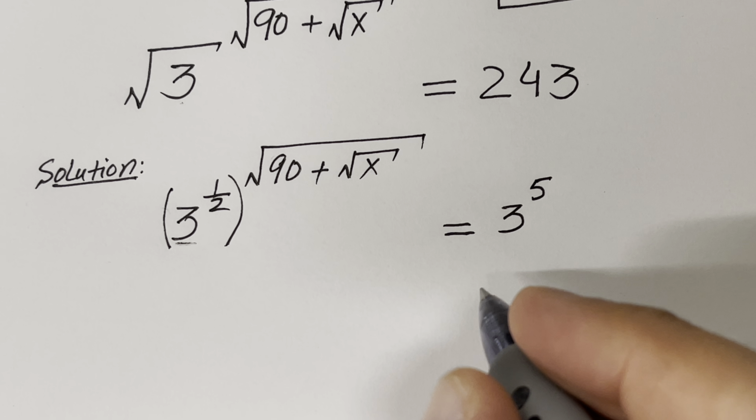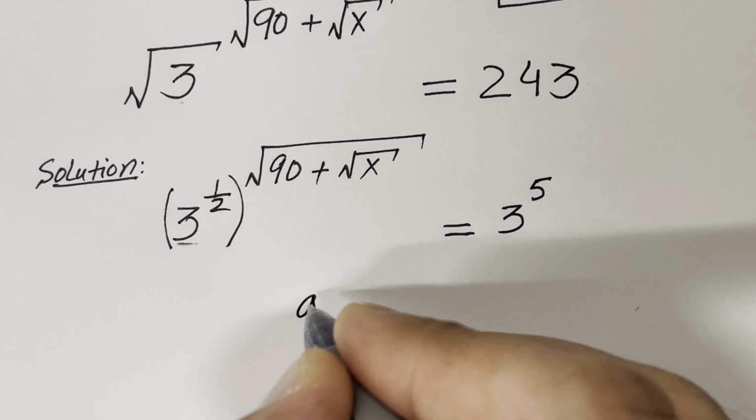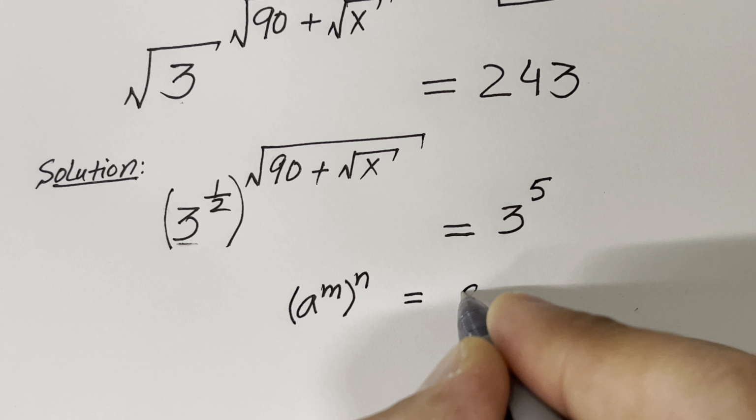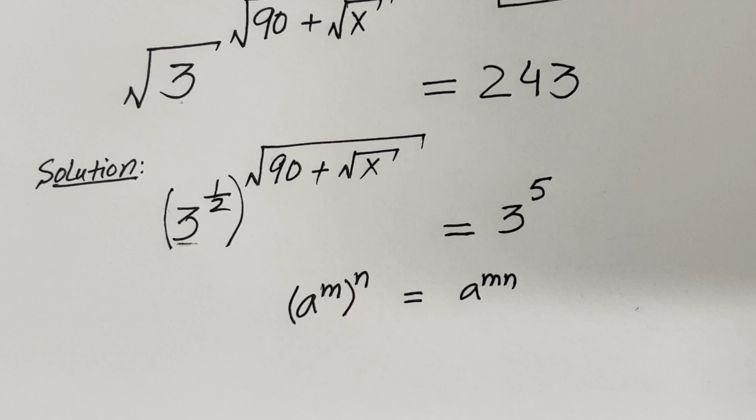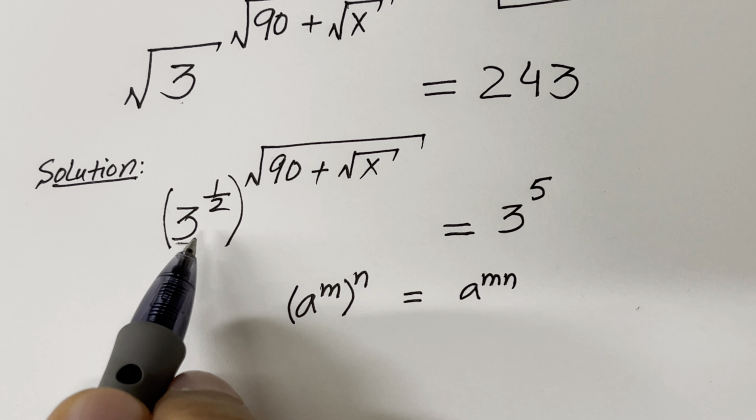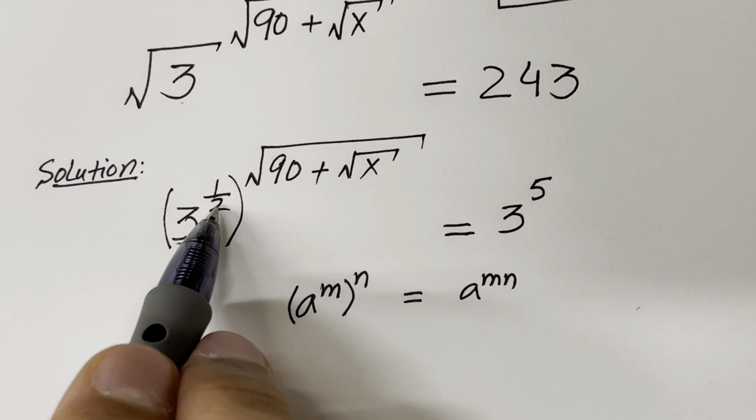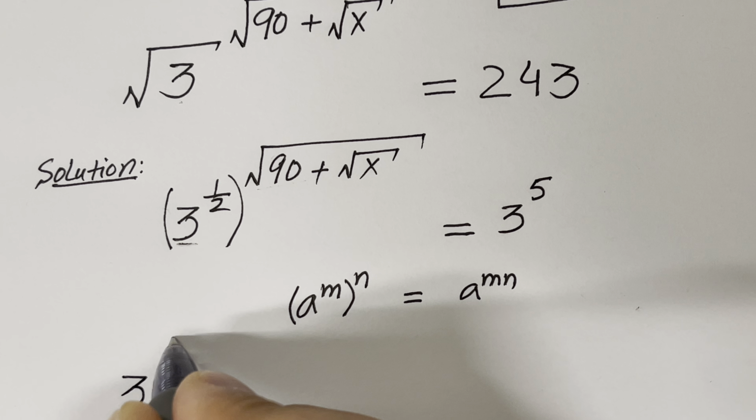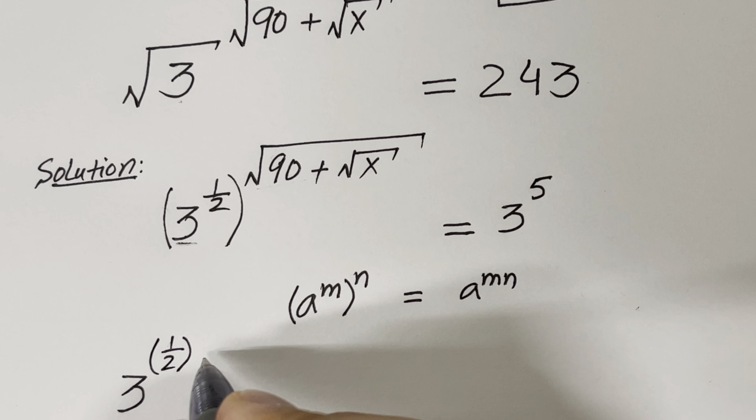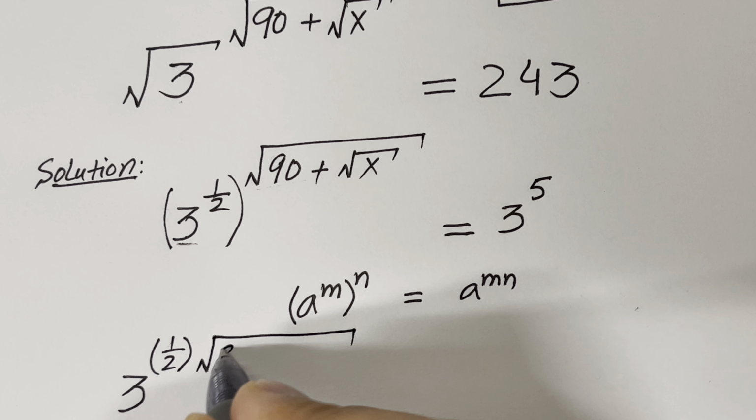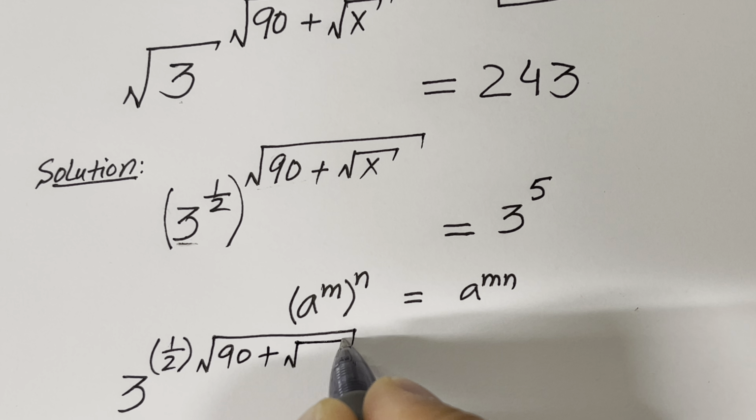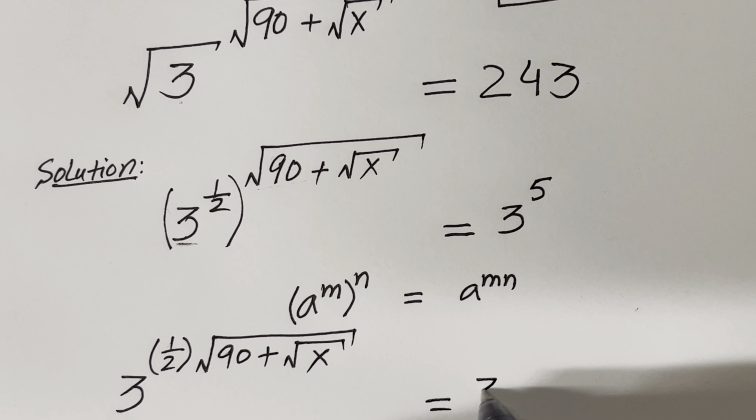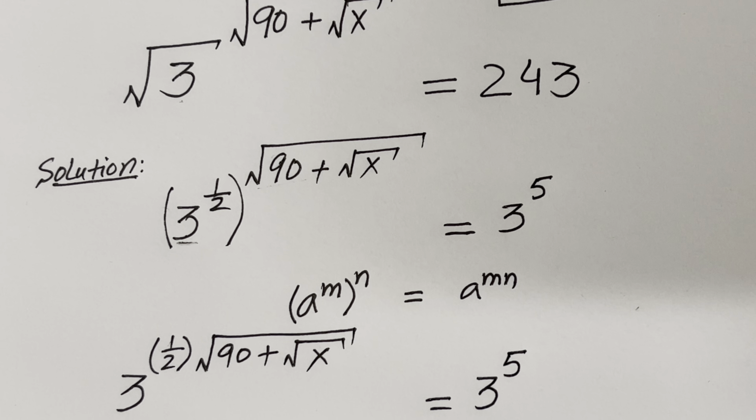Now we can use this property, and this property says that if you have a raised to the power m raised to the power n, then that is just equal to a raised to the power m times n. We can use this property on the left hand side because we have 3 raised to the power half raised to some power, so that will be equal to 3 raised to the power 1/2 times this complicated power which is inside the square root, so 90 plus square root of x. And on the right hand side we have just 3 raised to the power 5 as it is.